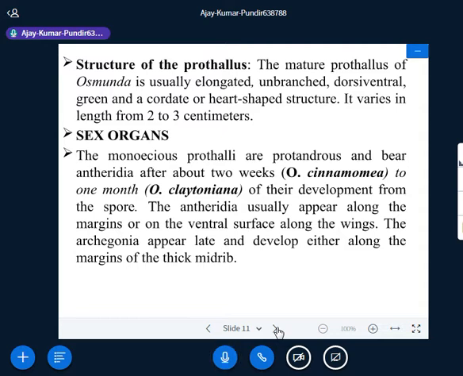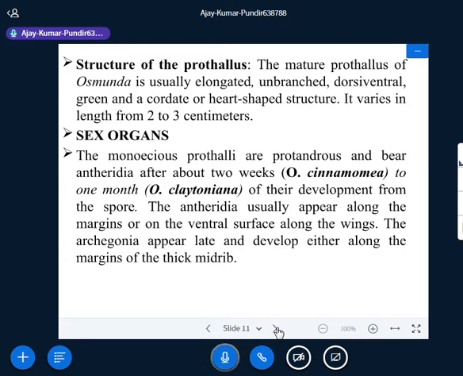I have discussed this many times with you in last lectures. The prothallus of Osmunda is heart shaped, having male and female sex organs on the same prothallus. It means it has antheridium and archegonium on the same prothallus. And a very interesting feature of Osmunda has been reported by Campbell, who also studied the prothallus structure. It has been reported that the presence of a midrib in the prothallus is a diagnostic feature of Osmunda.